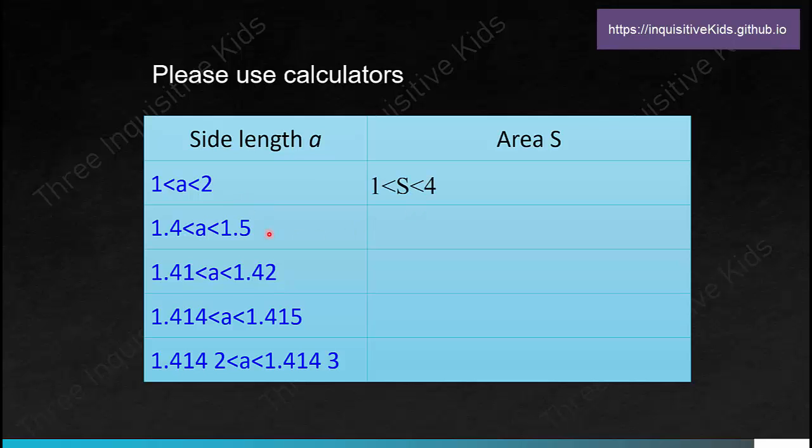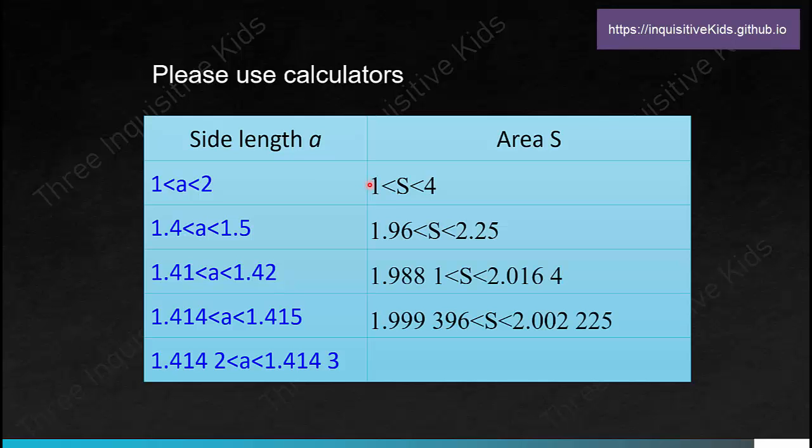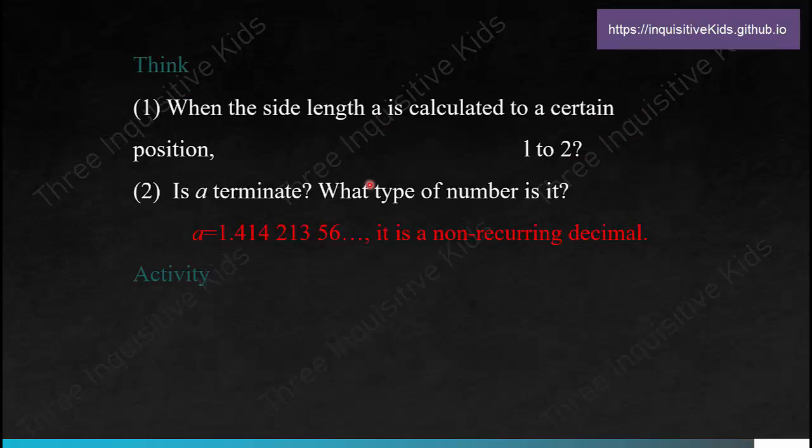Okay, so then the side length would be greater than 1 but less than 4. Over here it would be greater than 1.96 and less than 2.25. And it's starting to get thinner and thinner, but it seems like it keeps going on. So think: when the side length is calculated to a certain position, why is its square not exactly equal to 2?